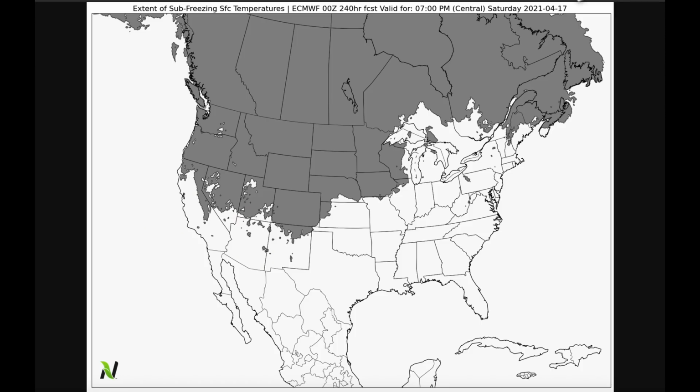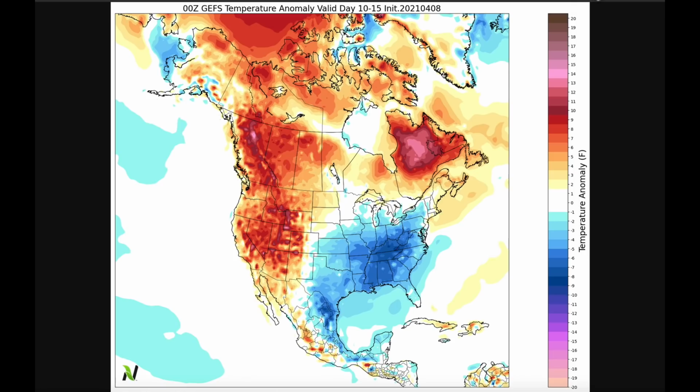So, European model, what we're looking at through the next 10 days as to where we see surface temperatures below freezing. I'm going to keep updating you with this map. This one shows you through the 17th of April in gray, where we expect to have an overnight low below freezing from the latest European model run. Getting out beyond that, this is now in the day 10 through 15 time period.